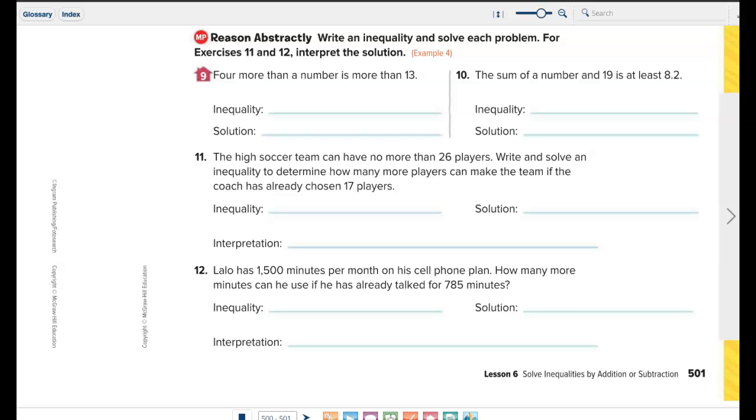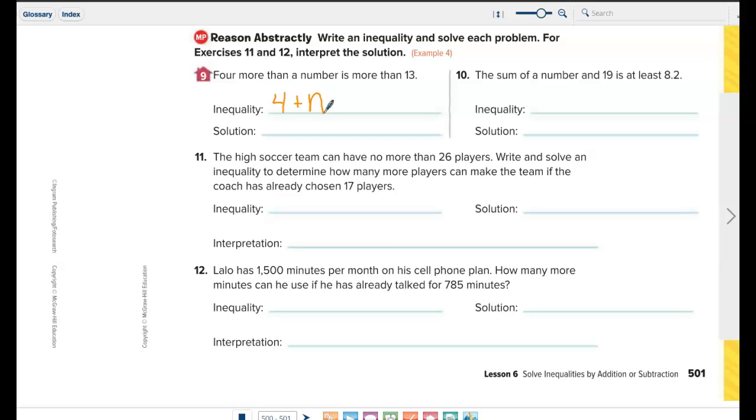So the first one, number 9: 4 more than a number is more than 13. We first have to start with writing our inequality. We have 4 more than a number. When we talk about more than a number, we're talking about the number getting bigger or adding more to it, so my operation is going to be addition. A number, we don't know what that number is, so we're going to write a variable. Let's just say n in this case.